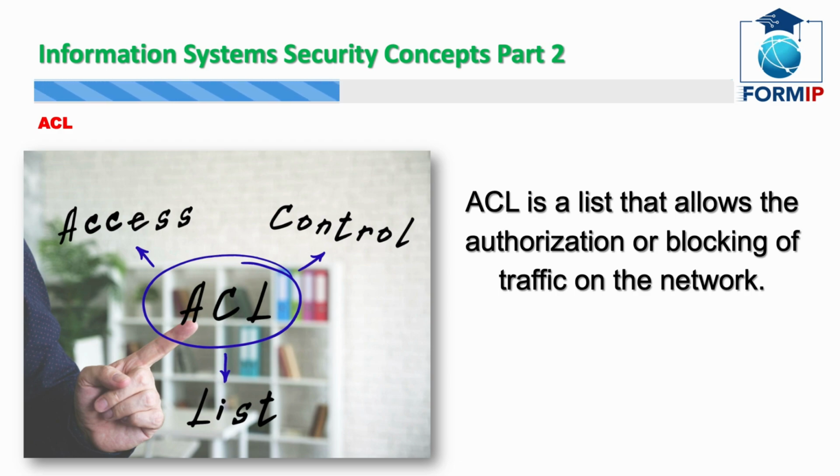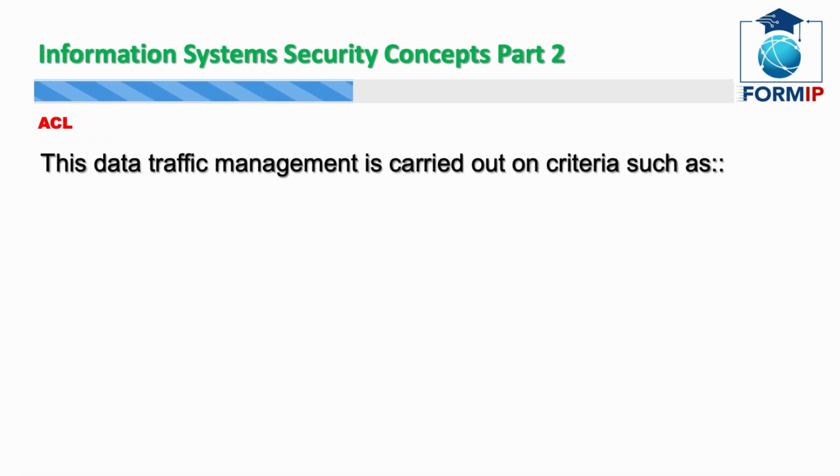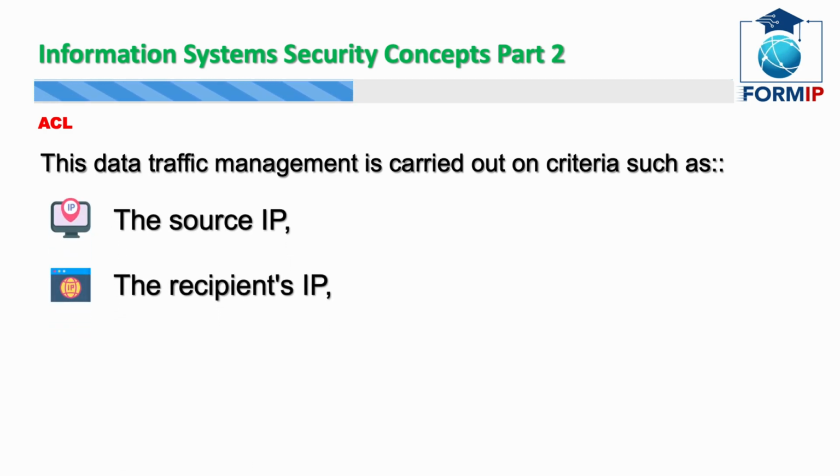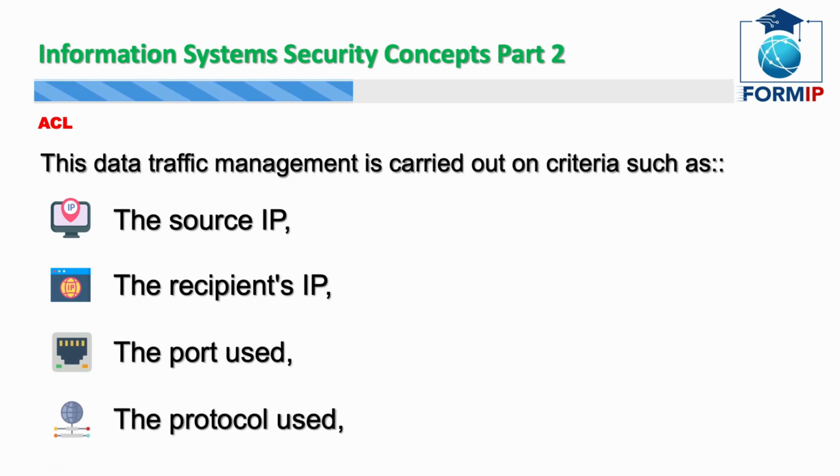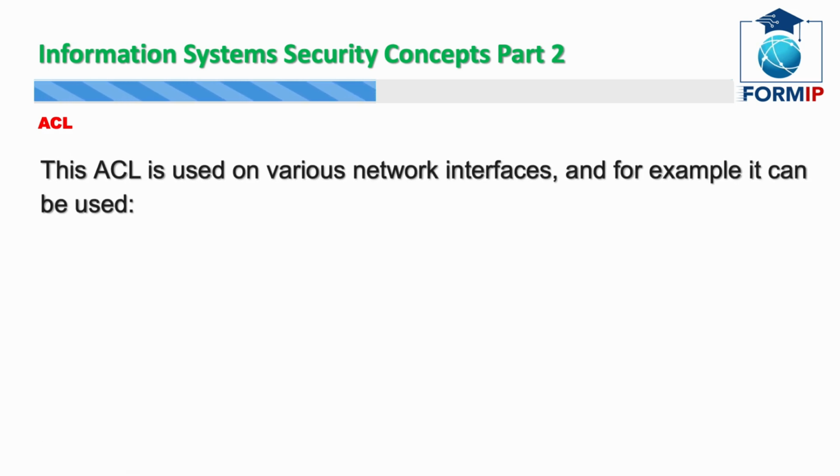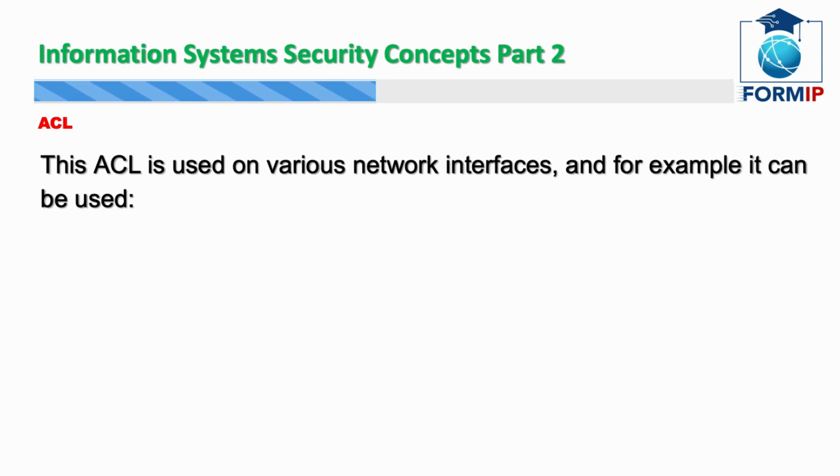This data traffic management is carried out on criteria such as the source IP, the recipient's IP, the port used, and the protocol used. For example, we could block all traffic on port 80, which is the insecure HTTP port, in order to force users to always use the HTTPS that passes through port 443.